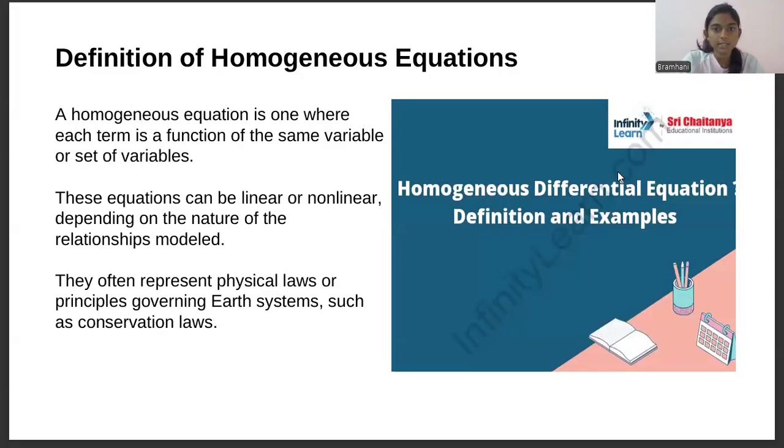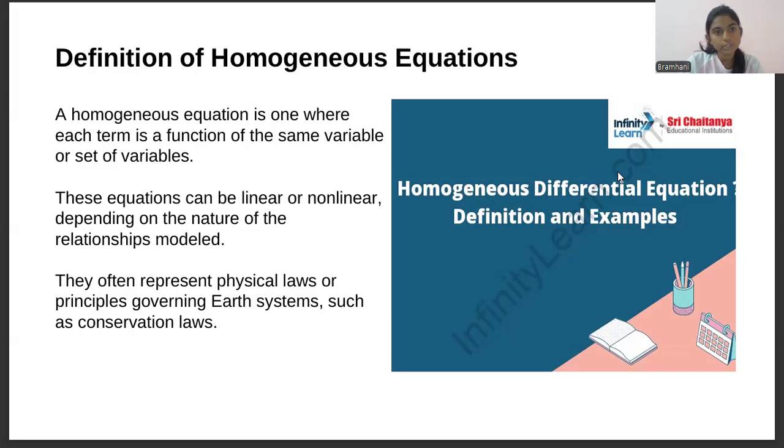Definition of homogeneous equation. A homogeneous equation is one where each term is a function of the same variable or set of variables. These equations can be linear or nonlinear depending on the nature of the relationship modeled. They often represent physical laws or principles governing Earth systems such as conservation laws.